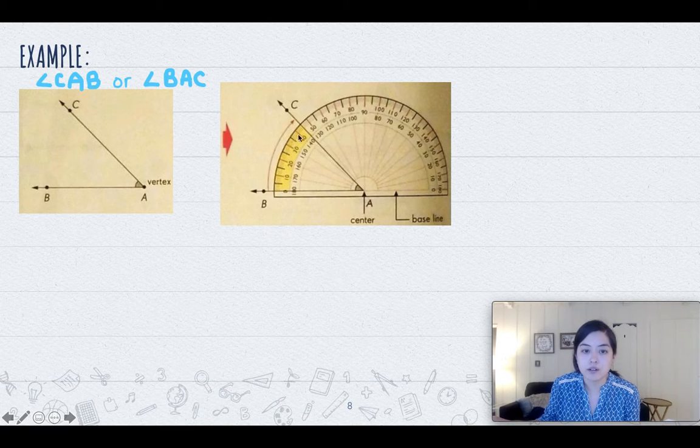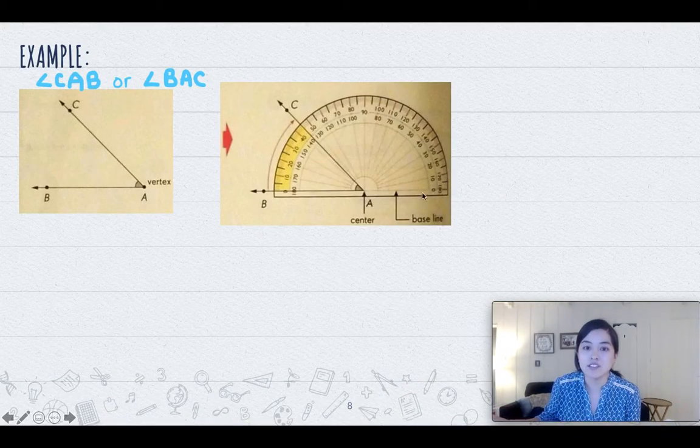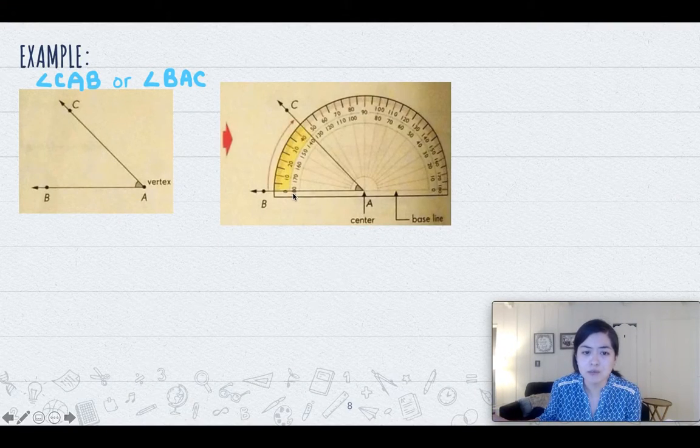Now look here, notice I have two sets of numbers. I have numbers at the top here, and I have numbers at the bottom here. The numbers at the top we call the outer scale, because they're on the outside. And the numbers that are inside are called the inner scale.